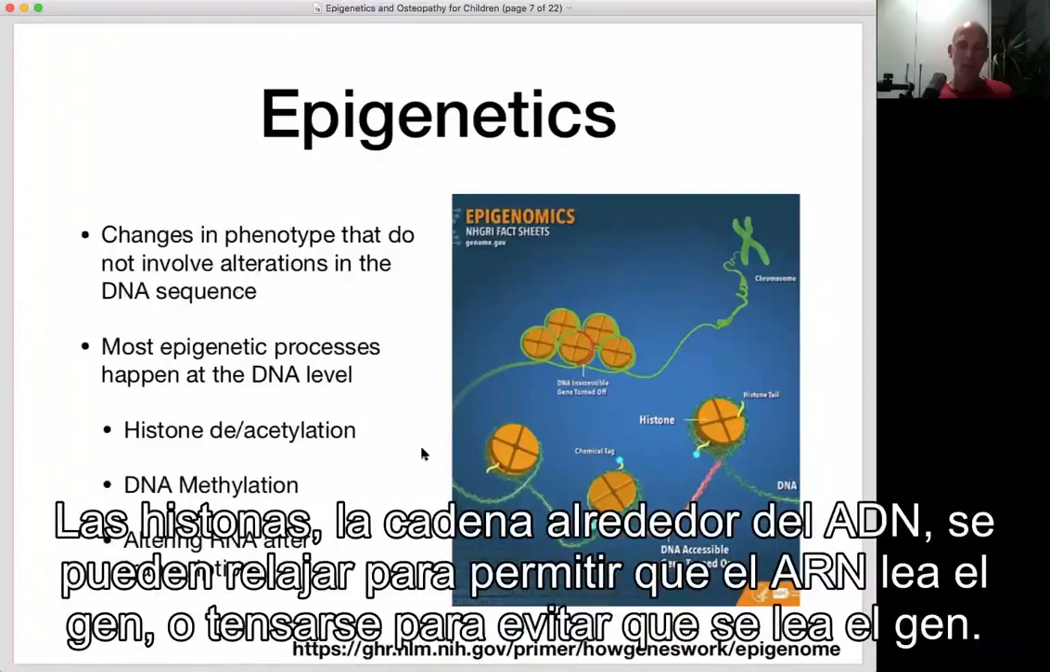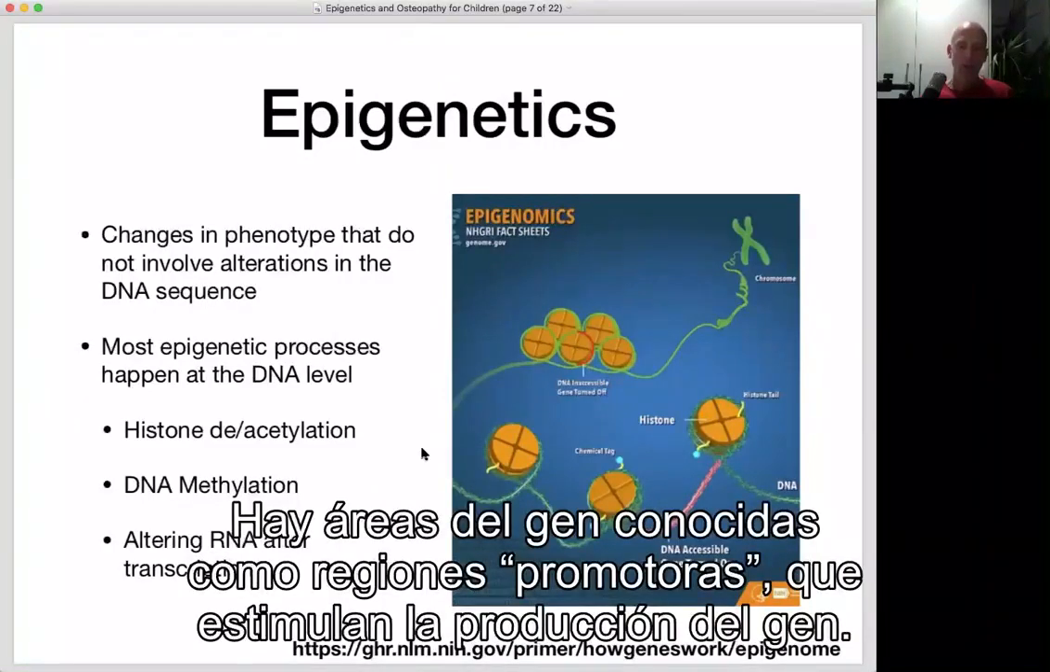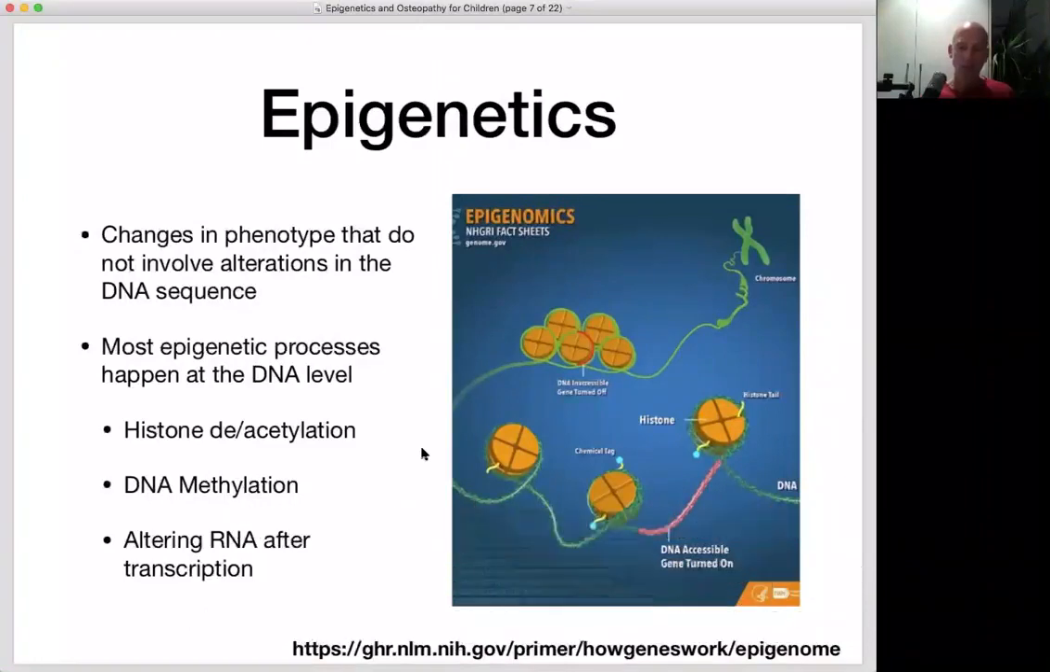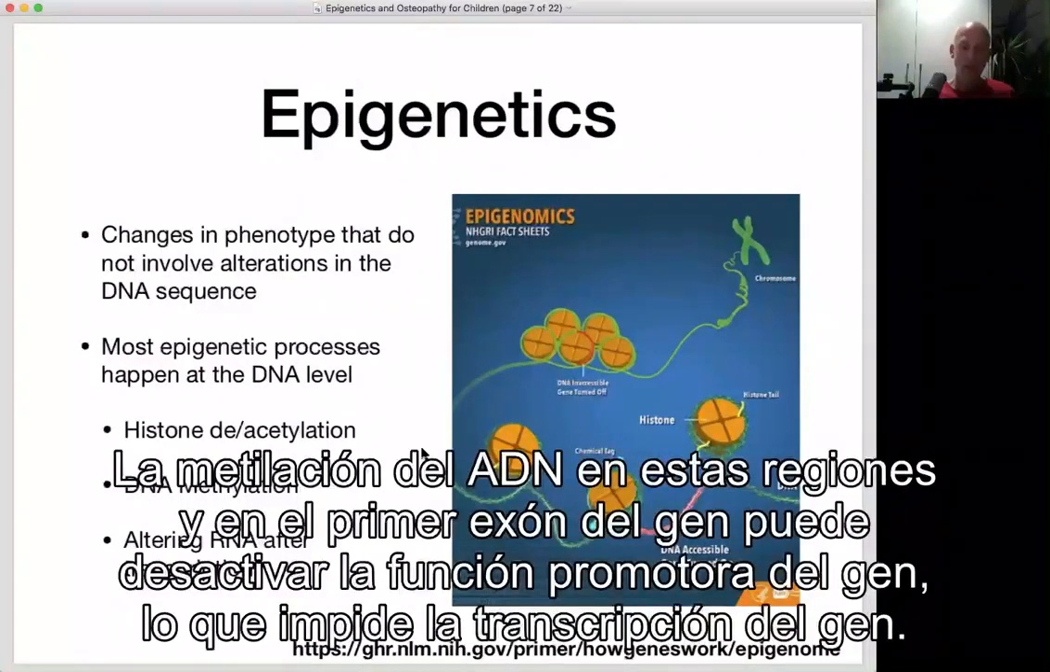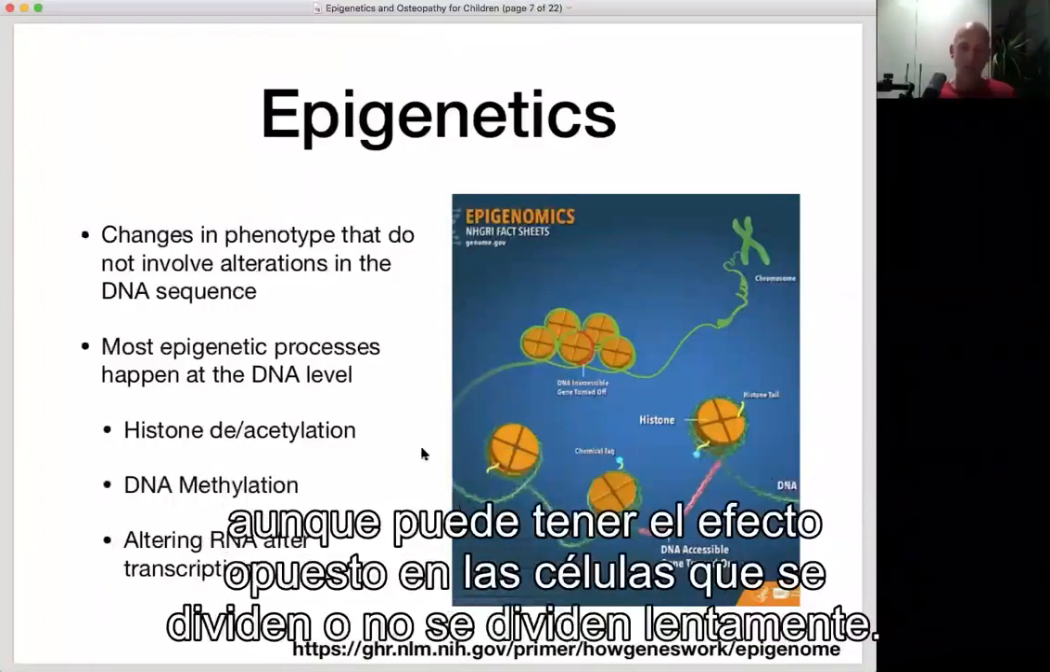Histones, the string around DNA, can be relaxed to allow the gene to be read by RNA, or tightened to prevent the gene from being read. This is done through several mechanisms, including methylation. There are areas of the gene known as promoter regions which stimulate the production of the gene. DNA methylation in these regions and the first exon of the gene can switch off the promoter function of the gene, which prevents the transcription of the gene. DNA methylation of the main body of the gene after the first exon is associated with high levels of gene expression in dividing cells, although it may have the opposite effect in slowly dividing or non-dividing cells.